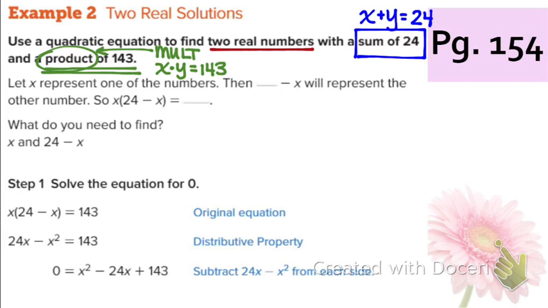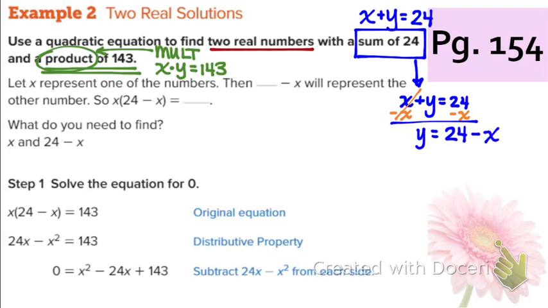I'm going to look at this one right here. x plus y equals 24. We're going to do a little bit of algebra magic. If I subtract x from both sides, what would I get? y equals 23. Nope. I mean, 24 minus x. Yes. y equals 24 minus x.